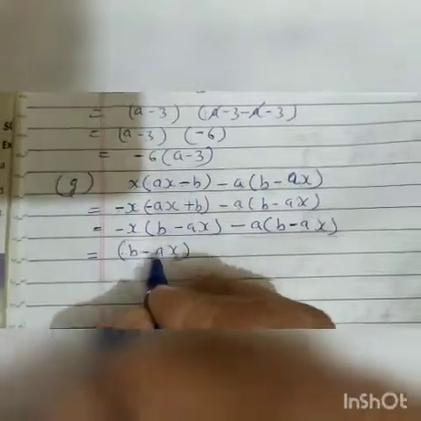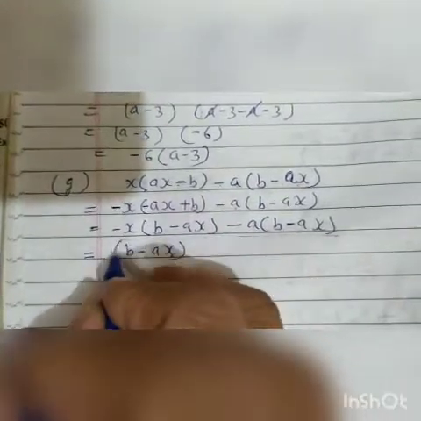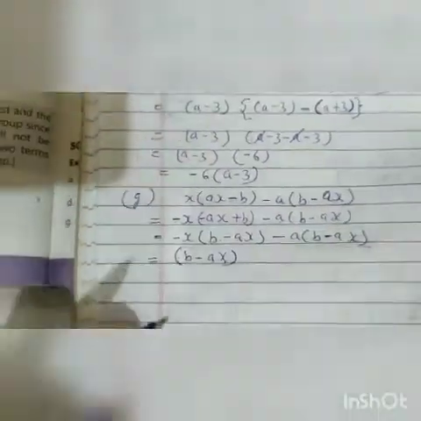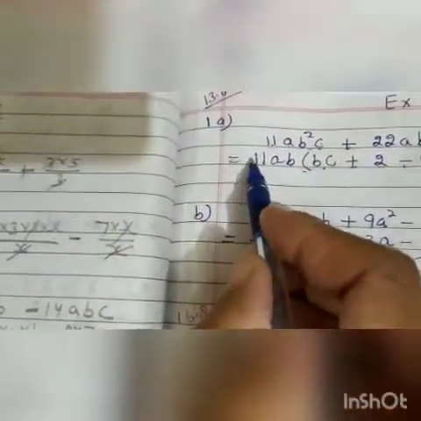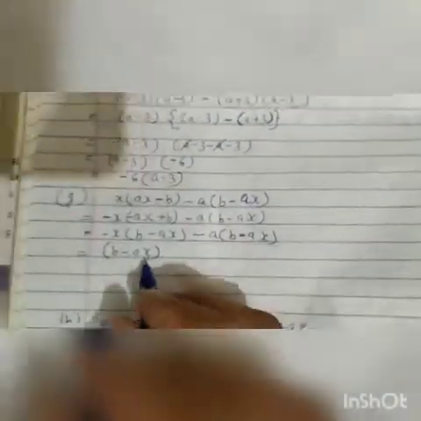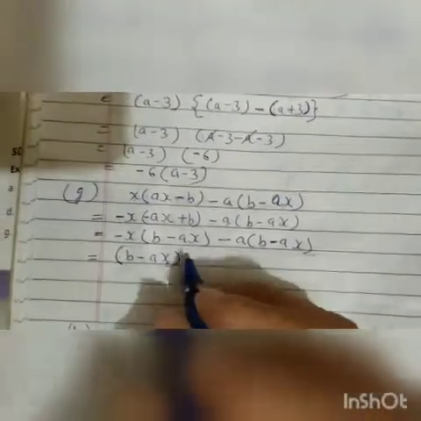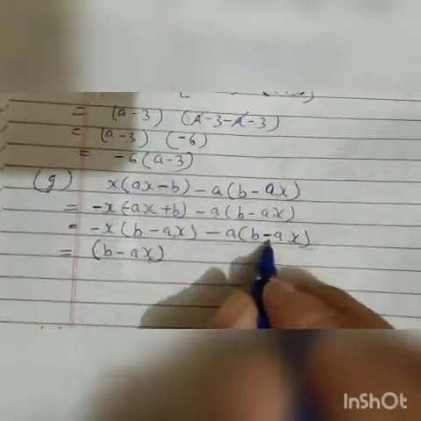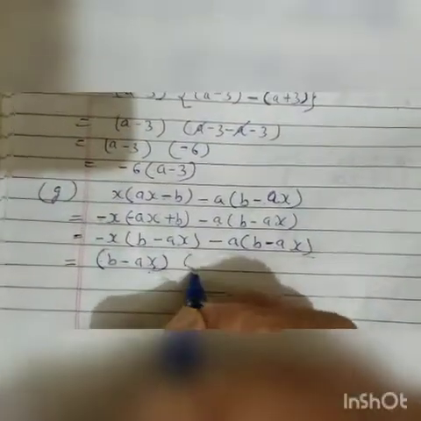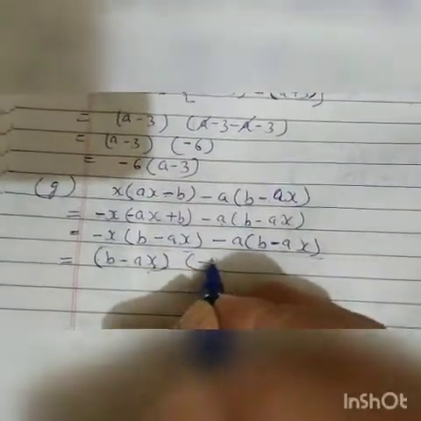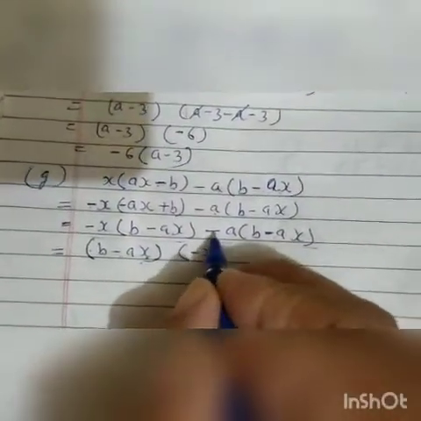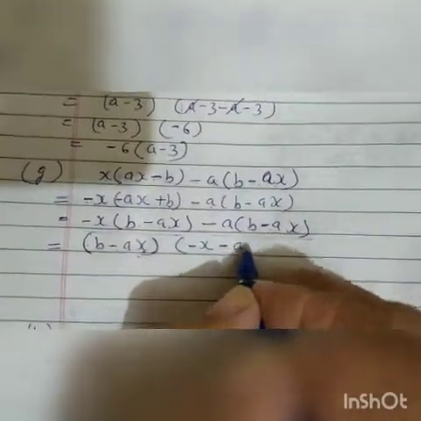Since it is a binomial, we will write it in a bracket. But in the first and second parts the common factor was a single monomial, so there was no need to write a bracket. But here the bracket is needed. So we have taken b minus ax as common. Now what is left from the first term? From the first term it is minus x, and from the second term it is minus a.